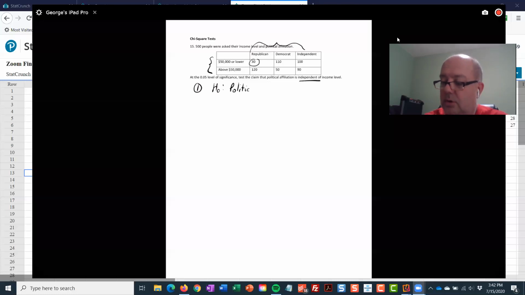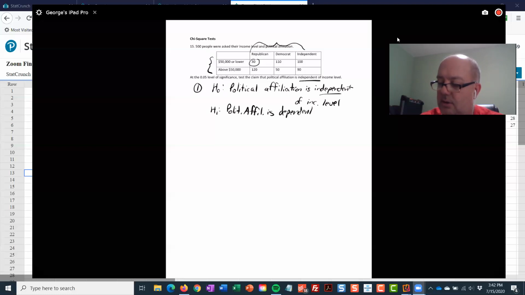Political affiliation is independent of income level. And the alternate hypothesis is basically the same thing, except we remove the phrase independent of and replace it with dependent on. So let's abbreviate here. Political affiliation is dependent on income level.